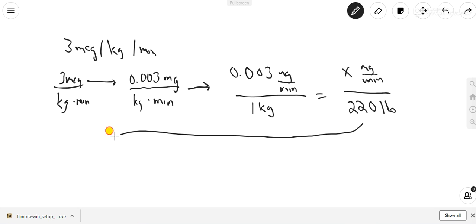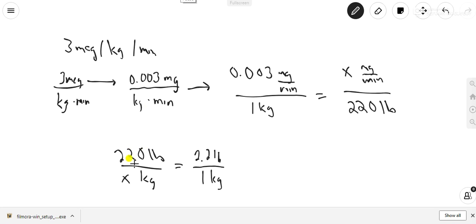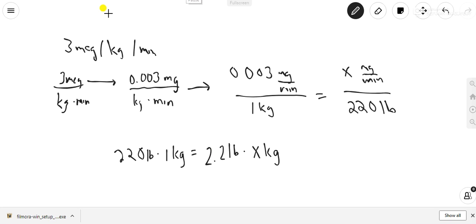So I'll do that right here. Okay, it's 220 pounds over x kilograms equals 2.2 pounds over 1 kilogram. And we solve it, we cross multiply. And so we get 220 pounds times 1 kilogram equals 2.2 pounds times x kilograms. And we divide both sides by the 2.2 pounds.